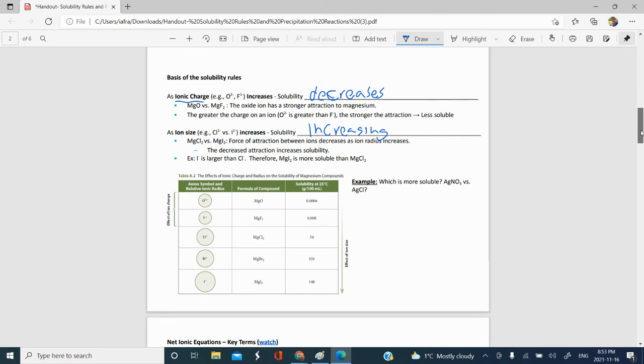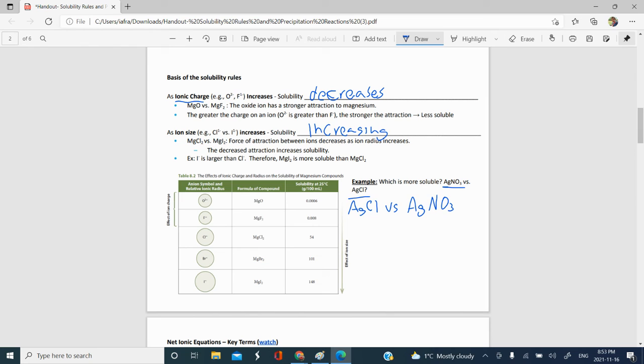So you should be able to answer questions like this after learning about those factors. Try to answer this question: pause the video, and then afterwards play the video and see if you're on the right track. For this question, you want to figure out which is more soluble, the AgNO3 or the AgCl. First of all, I want to compare AgCl versus AgNO3.